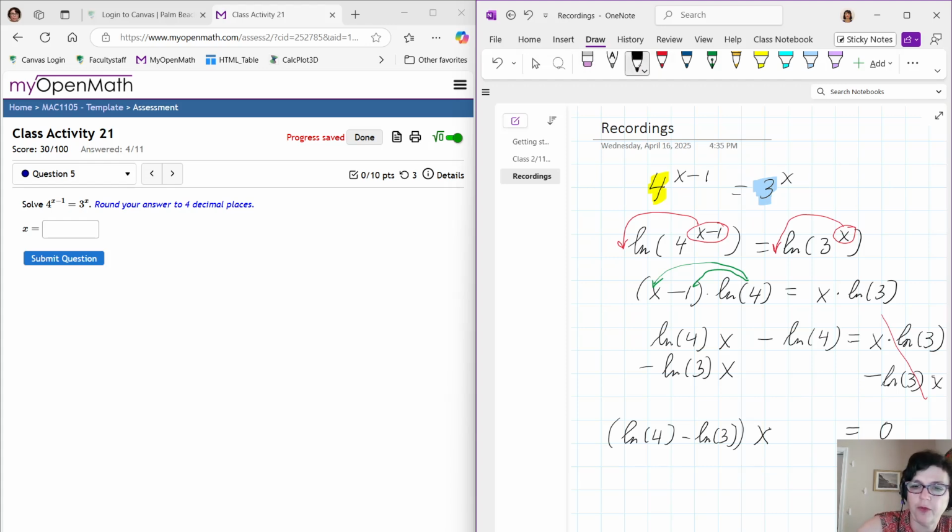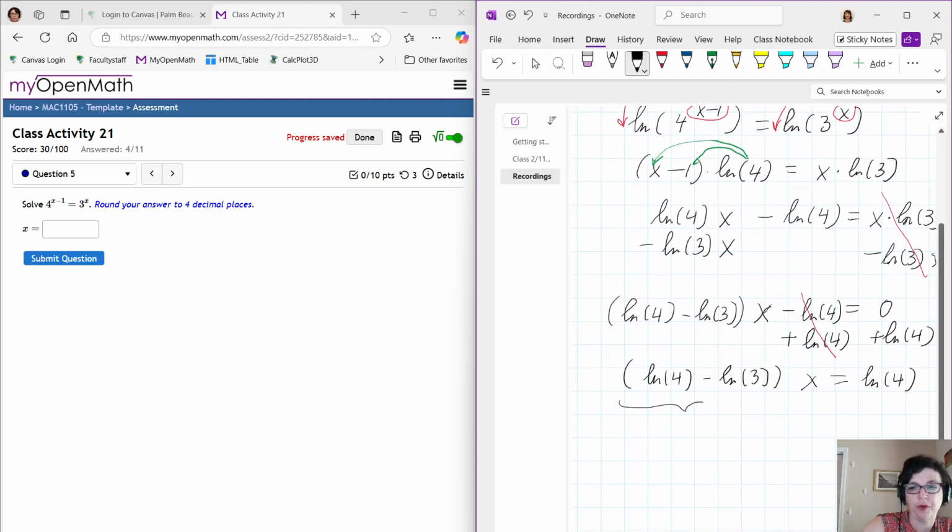I still have minus natural log of 4 on the left-hand side. Now I have the variable x on the left-hand side, but ln of 4, which is a number, even though it's a fancy number, is still on the left-hand side, and I do not want that. So I need to add natural log of 4 to both sides. It'll cancel here, and here I have natural log of 4 minus natural log of 3 multiplied by x, and that's going to be equal to 0 plus ln 4, which is just ln 4.